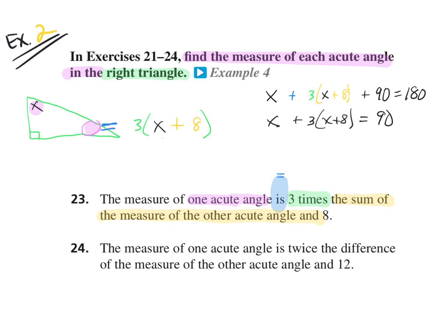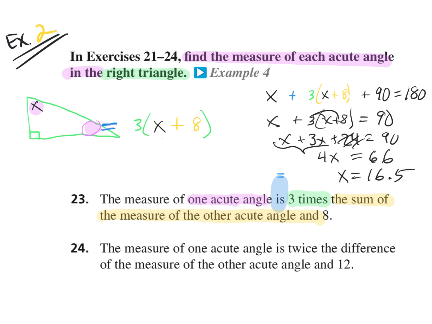All right, let's do the algebra. It's 3x plus 3 times 8. x and 3x is 4x. If we subtract 24 from the left, then we have to subtract it from the right. And then when we divide both sides by 4, x is equal to 16.5.